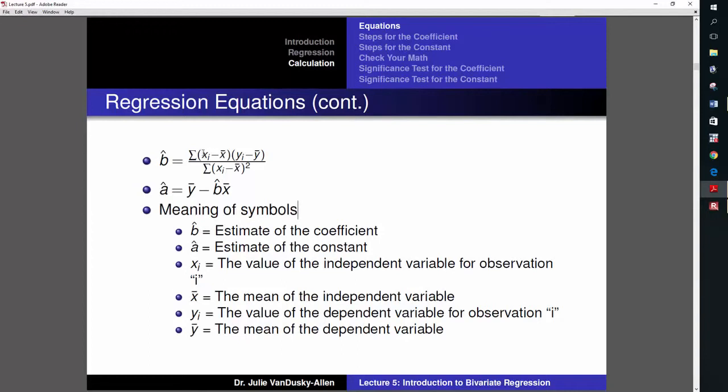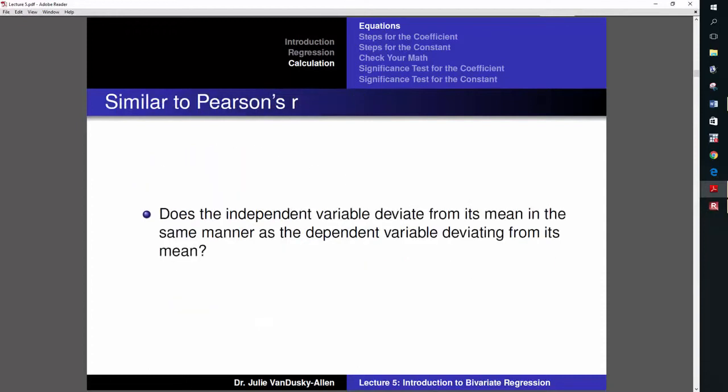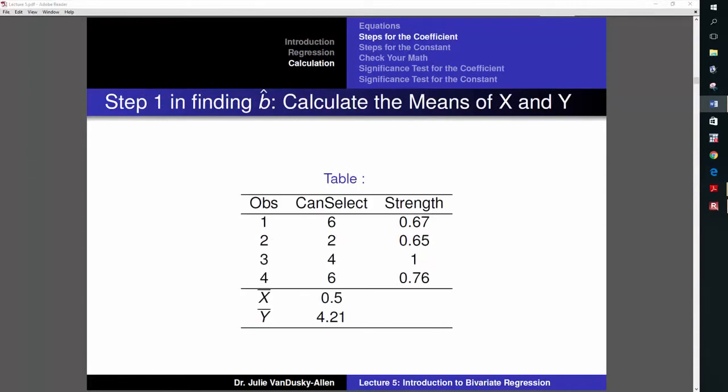In the numerator here, you are determining for each observation if the independent variable xi is deviating from the mean of the independent variable x bar in a similar or different direction and magnitude as the dependent variable yi is deviating from the mean of the dependent variable y bar. Although the calculation is a little different, this is very similar to the Pearson's correlation coefficient R. We're determining if the independent variable is deviating from its mean in a similar or different direction and magnitude as the dependent variable is.